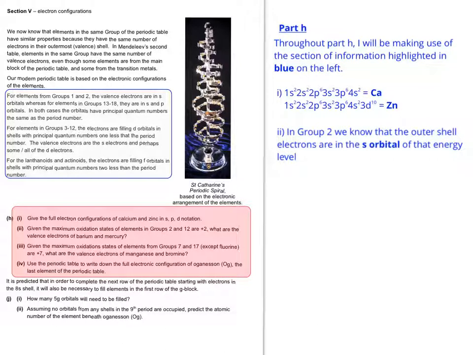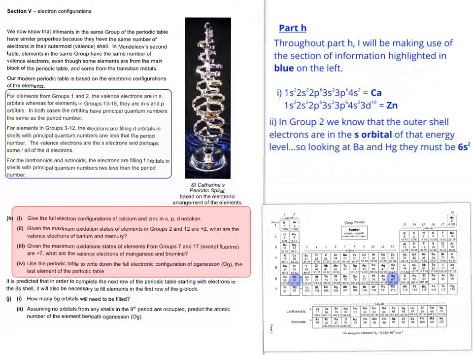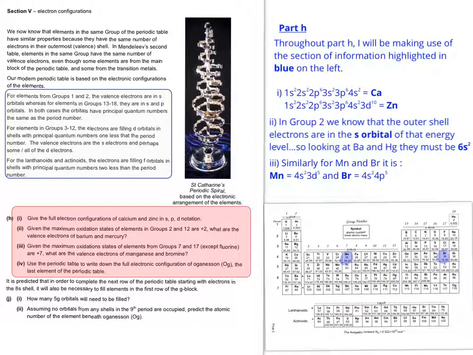So in group 2, for example, we know that the outer shell electrons are in the s orbital at that energy level. So if we look at the periodic table and we find barium and mercury, they're in period 6, so it must be 6s2. It's going to be 4s2 3d5 for manganese and 4s2 4p5 for bromine.